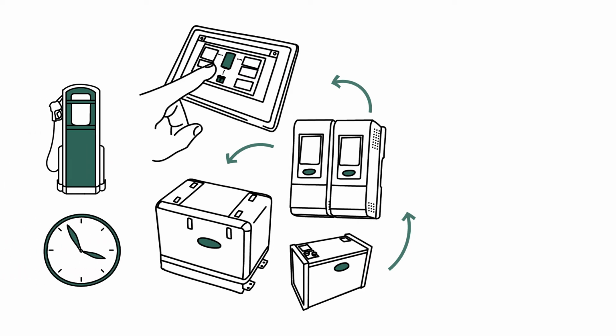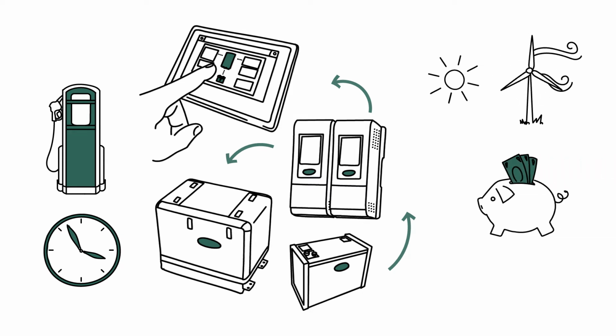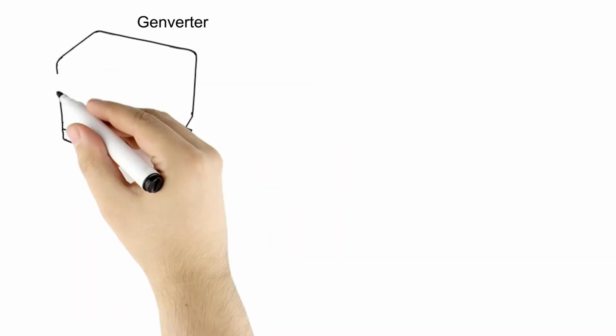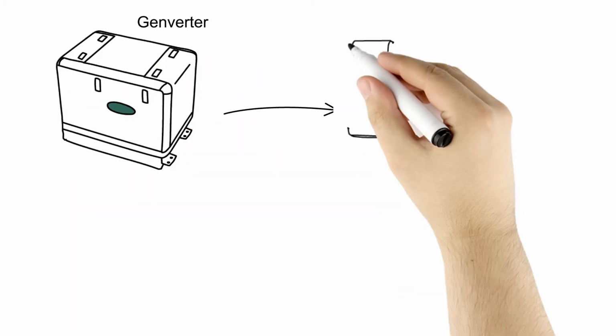The system can also be connected to solar or wind power, which makes this unique power solution even more cost-effective and, of course, better for the environment. Whisper Power's genverter is easy to install, operate, and maintain.